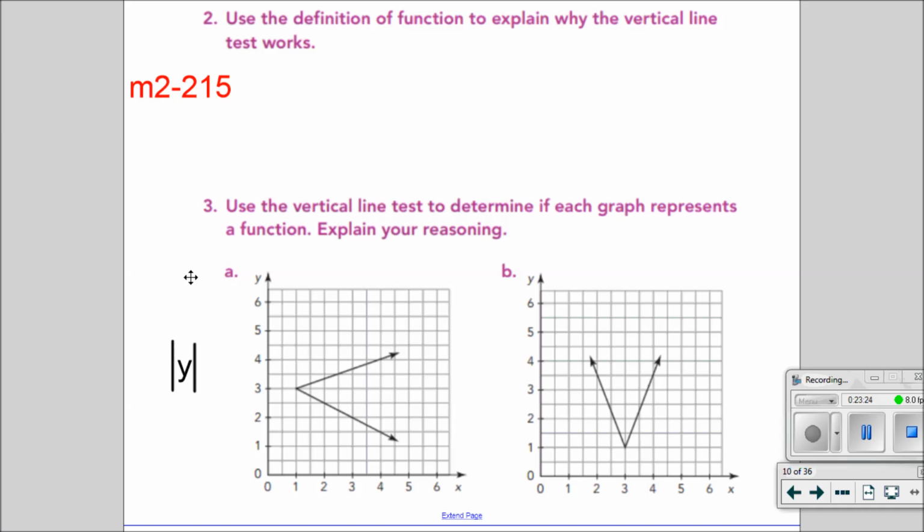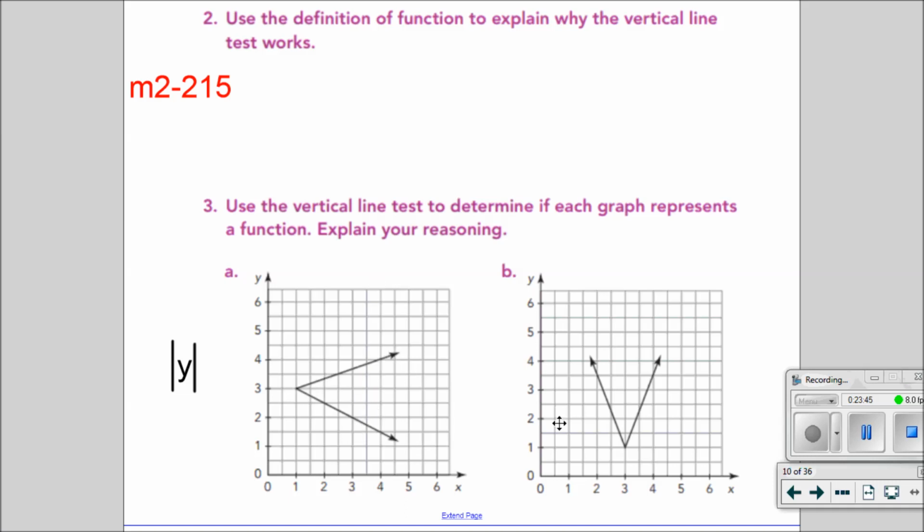So this graph is kind of weird. It's actually made by our absolute value. So that's what these two lines mean. The absolute value of a y value gives us this sideways v. So if it's the absolute value of y in our equation, that's not going to be a function because it makes this sideways v that gets crossed twice.